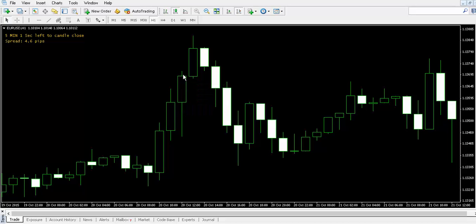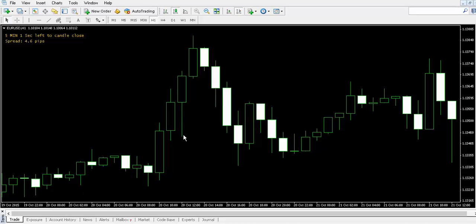So the close is here, the open is here, and this little area right here, this vertical line, is referred to as the wick of the candle. And don't let that scare you. Essentially what that means is the wick represents the entire movement, the entire price action of what that candle did in the hour.